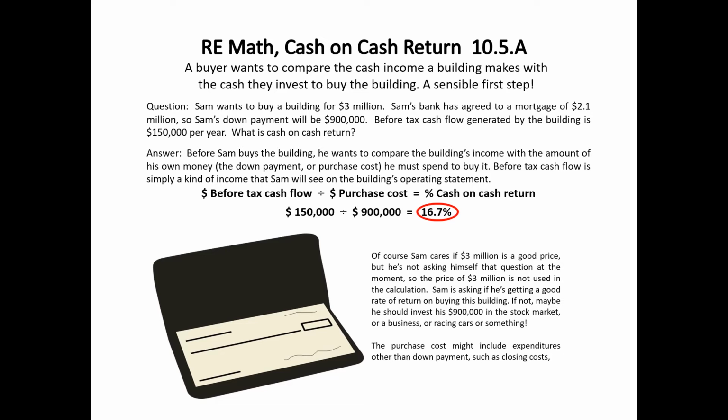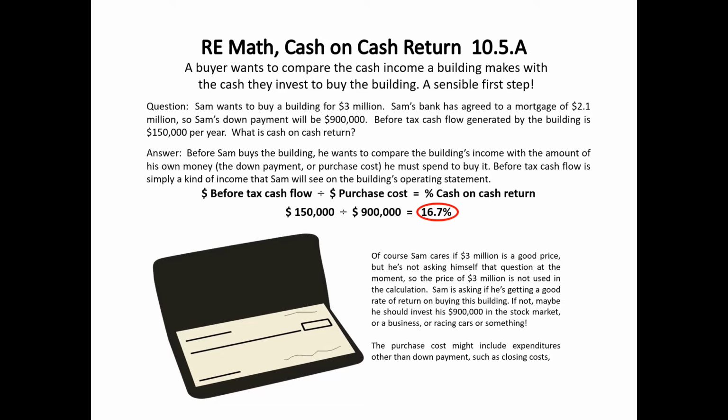Now, let's think about this a little more, because what I find happens with the cash-on-cash return questions is that it's not that the arithmetic is hard. It isn't. It's just division. But people are confused because they don't understand why they're doing it. You see, Sam certainly cares if $3 million is a good price, but he's not asking himself that question at the moment. So the price of $3 million is not going to be used in the calculation.